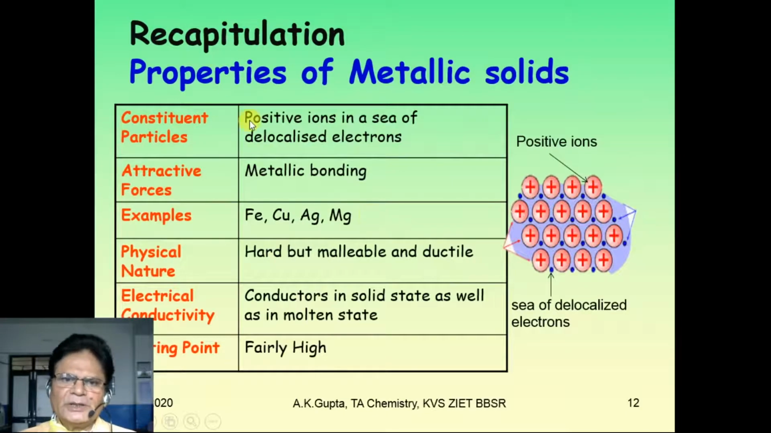Properties of metallic solids: the constituent particles are the positive ions in a sea of delocalized electrons. Attractive forces are metallic bonding. Examples: metals like iron, copper, silver, magnesium, etc. They are hard but malleable and ductile. They are conductors in solid state as well as in molten state, and their melting point is fairly high.